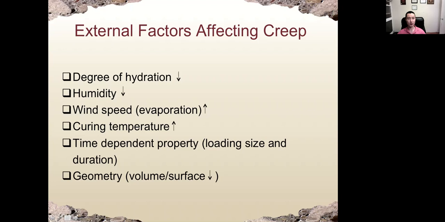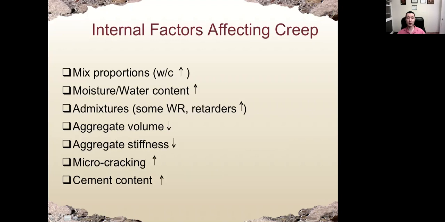Okay. And creep is also a time-dependent property, depending on the load size and also depending on the load duration, because it's caused by slippage of CSH particles. Geometry, okay. So increased volume to surface ratio will reduce creep. It will also reduce drying shrinkage. Let's look at internal factors. Okay. So higher water cement ratio will increase creep. It will also increase drying shrinkage. Okay. Increased moisture or water content will increase creep, also increase drying shrinkage.